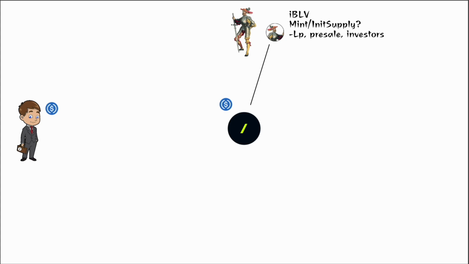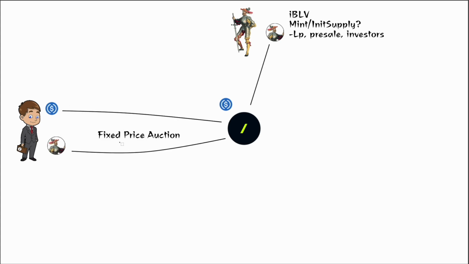He wants to get in on the ground floor with Ceazor token. He wants to join this pre-sale, so he's going to participate in this fixed price auction. He's going to put in some USDC and get out some Caesar tokens from this thing. Now, I don't think those Caesar tokens come to him immediately.